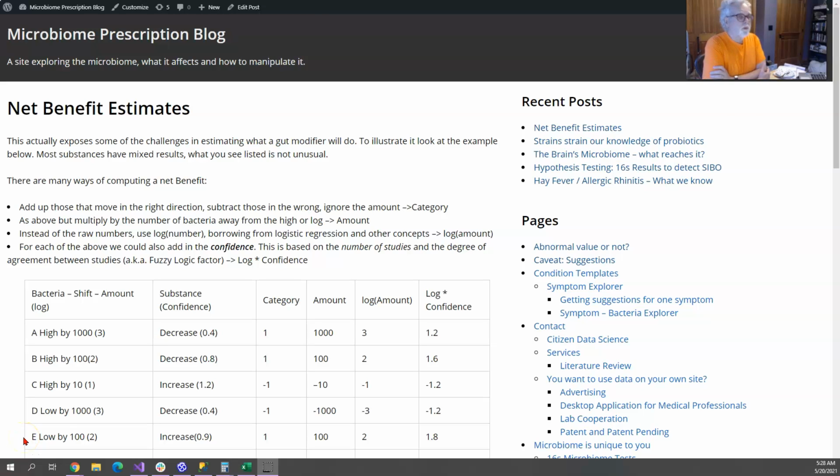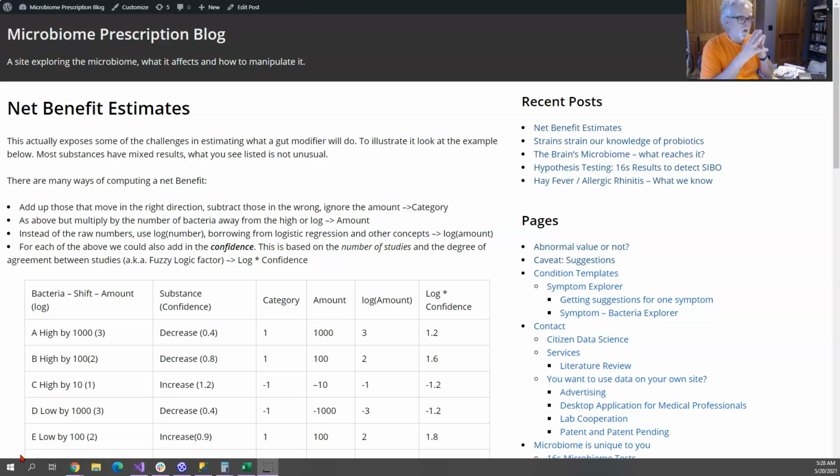Good morning. After the last video I had talking about the net benefits page, a reader came back and pointed out what appeared to be a contradiction. Now, it's not quite a contradiction, it is a clarification. His issue was on the suggestion page, one particular antibiotic was recommended to take. On the page I had created, it was a don't take.